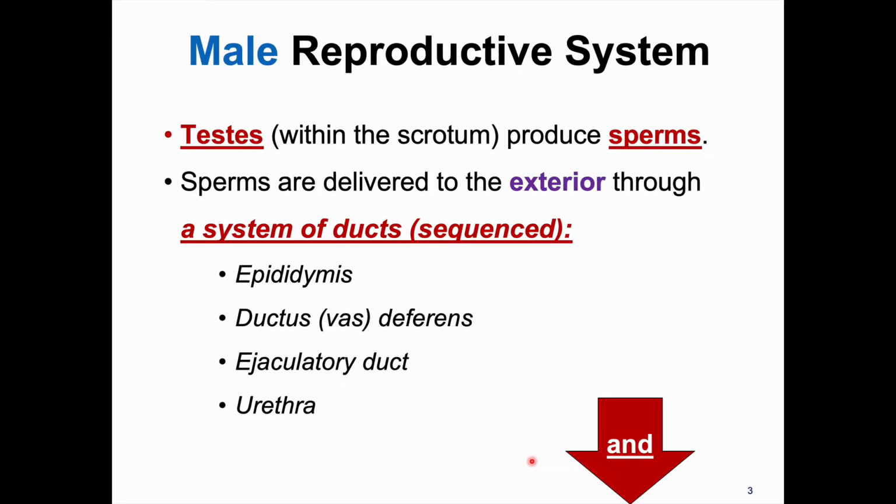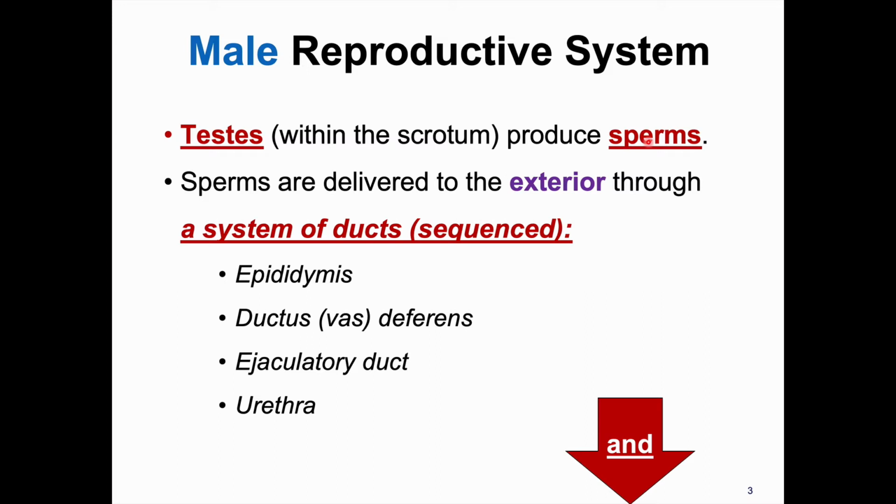Coming to the male reproductive system, you have two testes, the right testis and the left testis. In intrauterine life, the testis is formed exactly below the kidney, and these testes have blood supply from the testicular artery, which is a paired artery originating from the abdominal aorta.